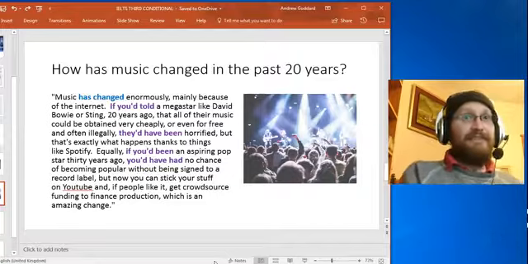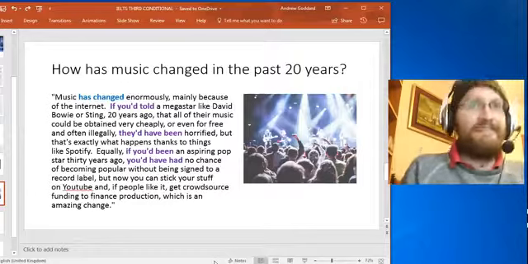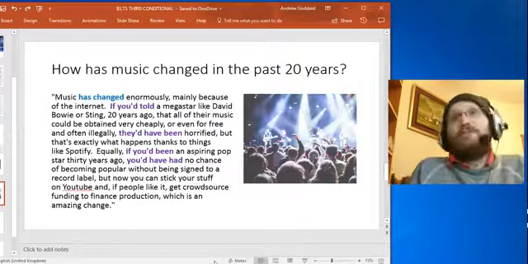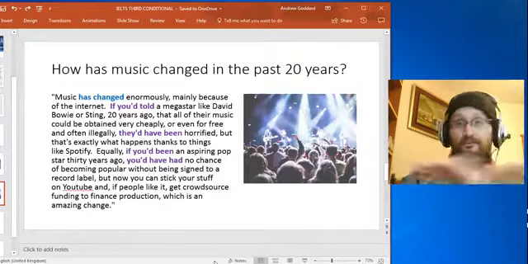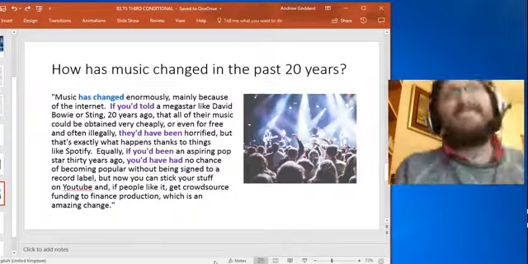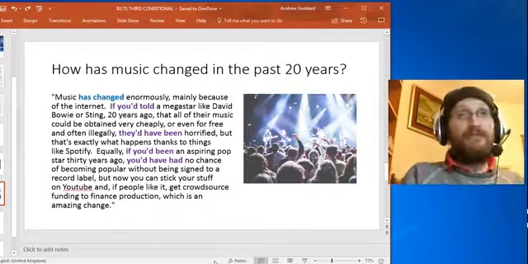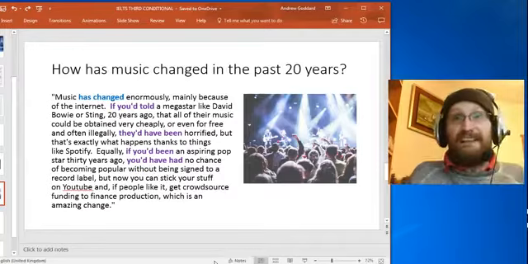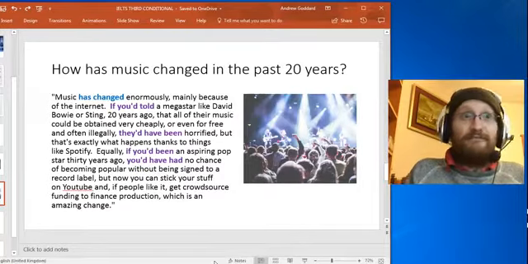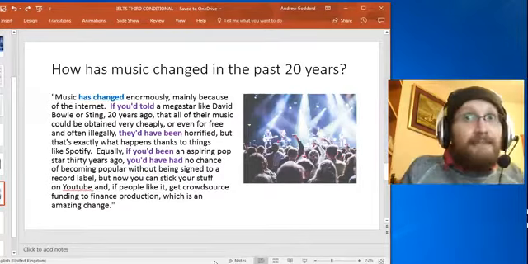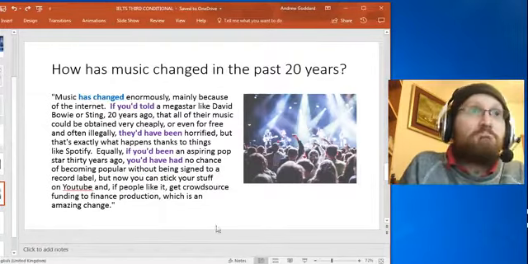Equally, if you'd been an aspiring pop star 30 years ago, you'd have had no chance of becoming popular, no chance, without being signed to a record label. But now you can just stick your stuff on YouTube, and if people like it, you can get crowdsource funding to finance production, which is an amazing change.